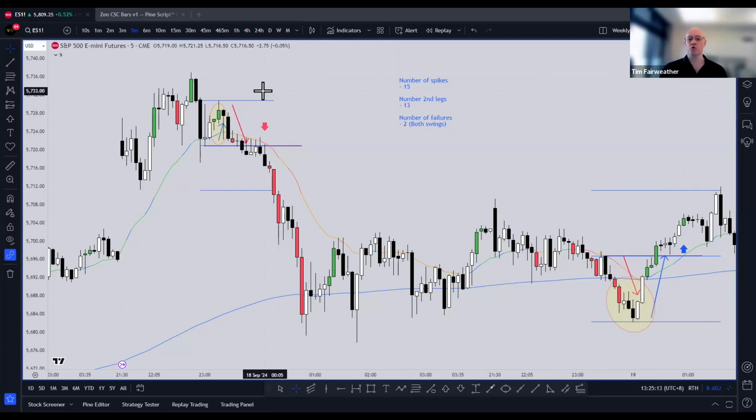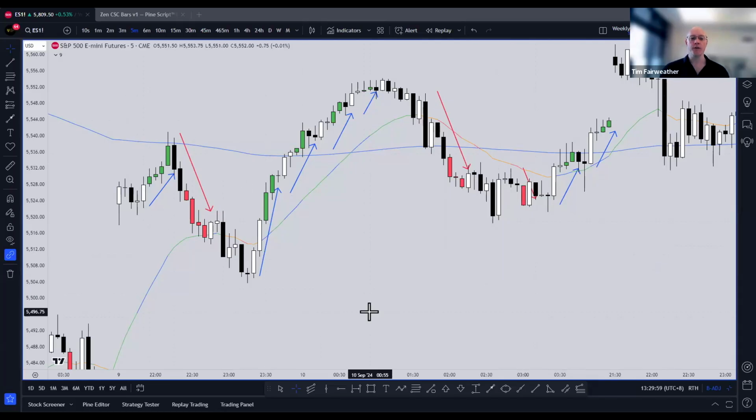What I've then done is drawn a measured move of that spike down here and up there. So now we can see that not only do spikes have a high hit rate for a second leg, we can also see when spikes fail, they generally lead to a measured move of that spike. When the high probability thing happens, great, everyone's trading in that direction. But when the low probability thing happens, it usually sets up a much larger move the other way.